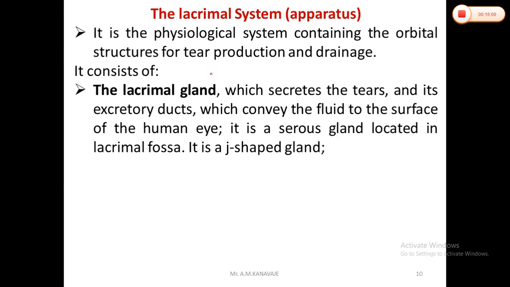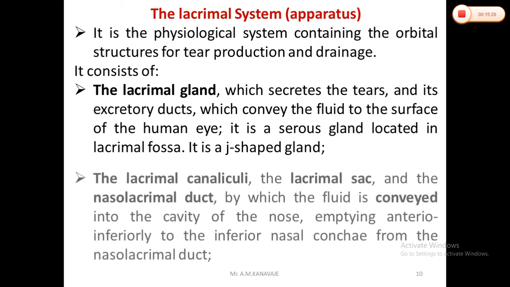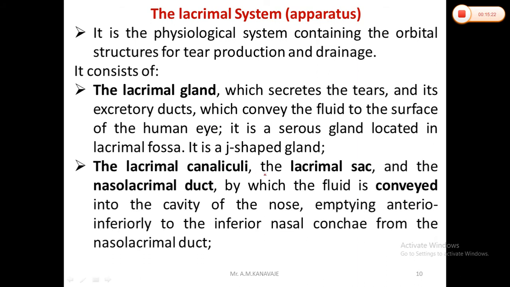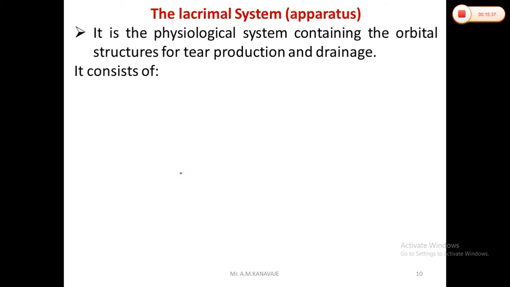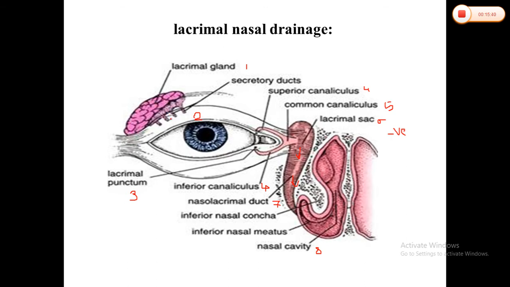So the lacrimal system is a physiological system containing the orbital structures for tear production and drainage. It consists of the lacrimal glands, which secrete the tears, and its excretory ducts, which convey the fluid to the surface of the human eye. It is a serous gland located in the lacrimal fossa. It is a J-shaped gland. Then the lacrimal canaliculi, the lacrimal sac, and the nasolacrimal duct convey the fluid into the cavity of the nose, emptying inferiorly to the inferior nasal concha from the nasolacrimal duct. So this is the process for the lacrimal drainage system.